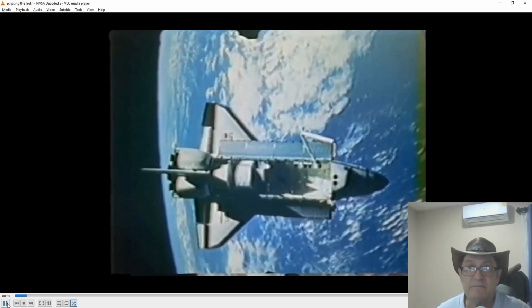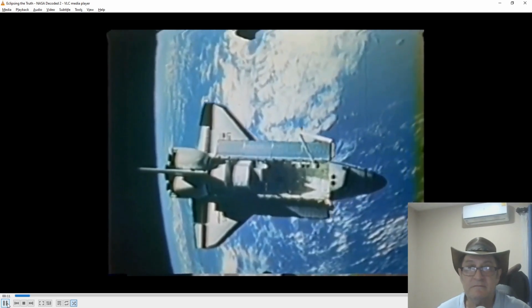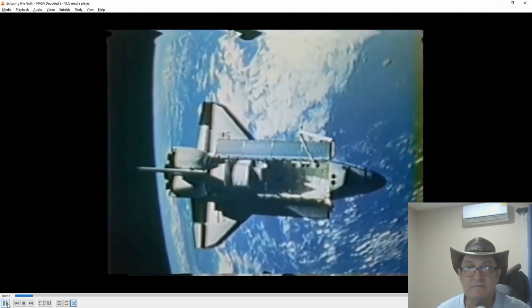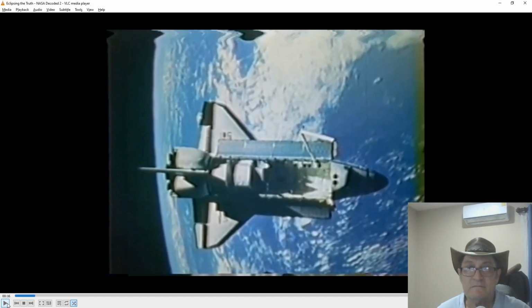Compliment NASA on the orbiter model that they got for us to take these pictures.